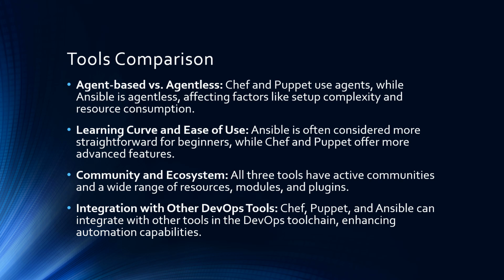The community and ecosystem surrounding each tool is vibrant and active. All three have extensive libraries of pre-built configurations you can leverage. For instance, Ansible Galaxy, Puppet Forge, and Chef Supermarket provide thousands of community-contributed modules and configurations.